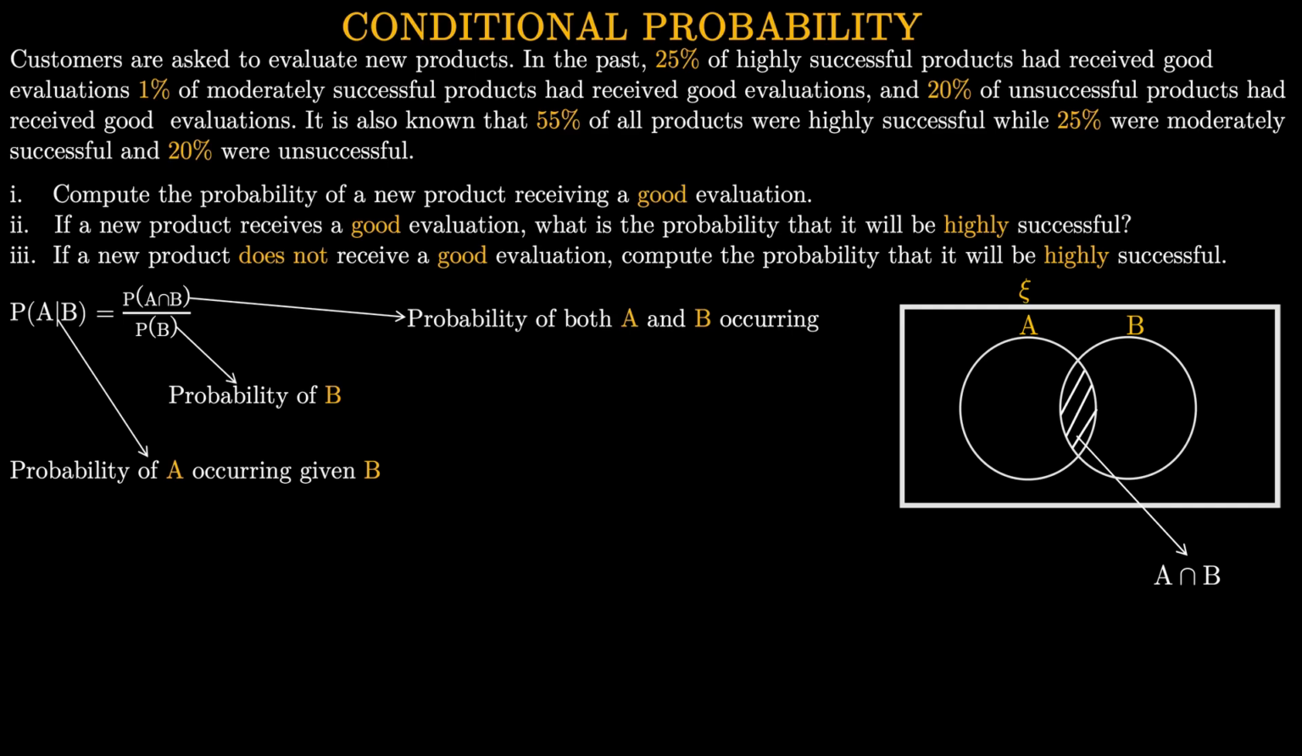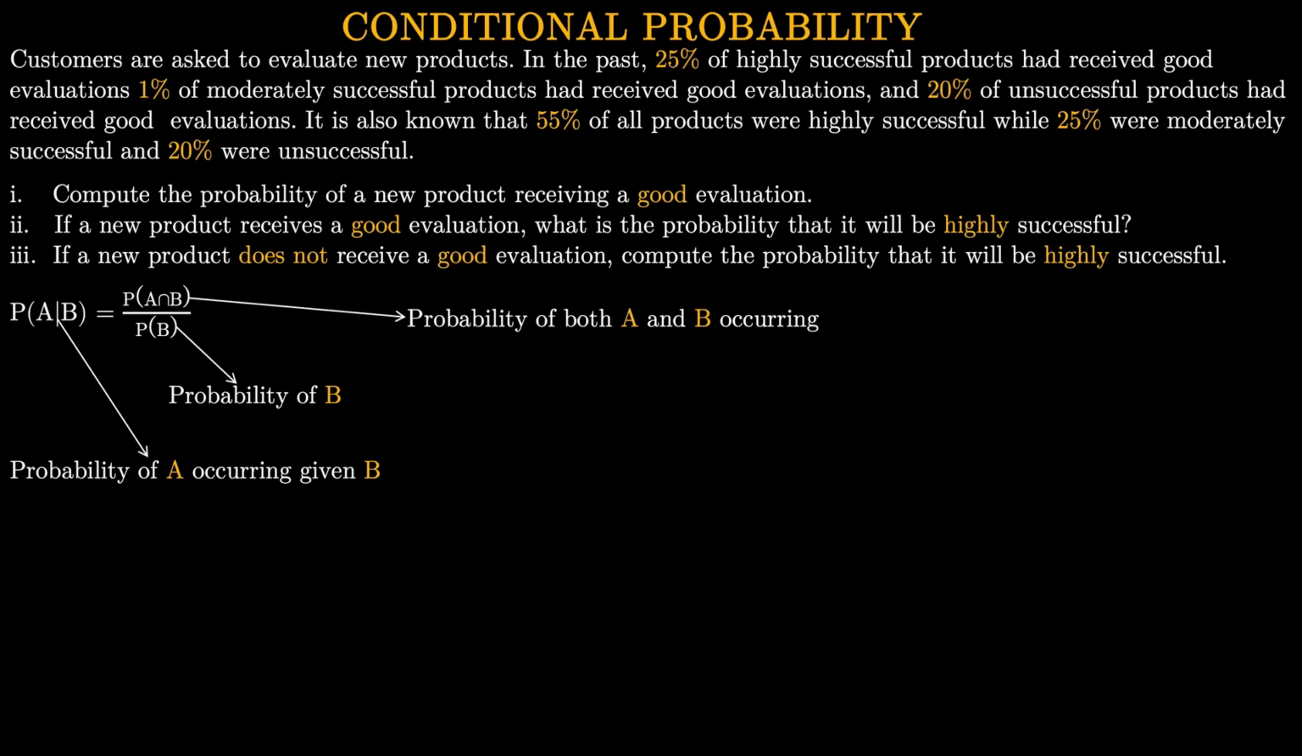On the first part, we have to compute the probability of a new product receiving a good evaluation. Before attempting the question, I think it's better to write what we have, so that we can see what we're working with. As you can see, we have three types of products: unsuccessful products, highly successful products, and moderately successful products. And we're interested in evaluating products. So let G represent good evaluation.